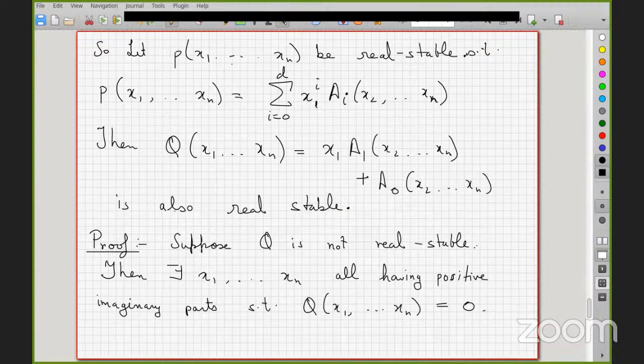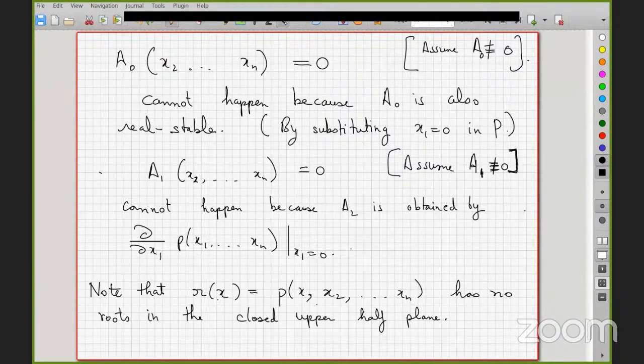Now let's first look at just this R(x). These x2 to xn have positive imaginary part. x is just an indeterminate, so it's a univariate polynomial. This has no roots in the closed upper half plane, because suppose it did. Suppose that root was S. Then what can I say about this polynomial P of S, y1 to yn? It has to be real stable. But x could have its imaginary part be 0, right? That's what I'm saying. So it's the same limiting argument we've done many times now. Suppose S is this root. Okay, so let's just do this.